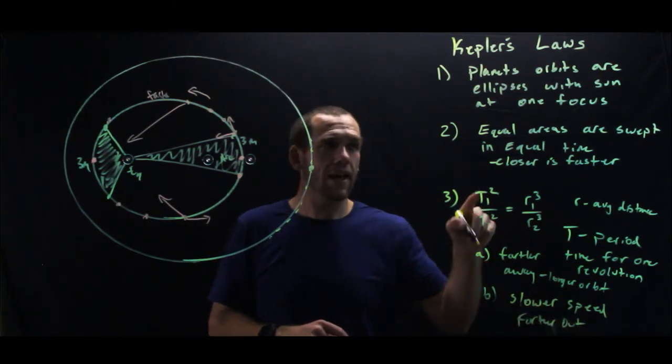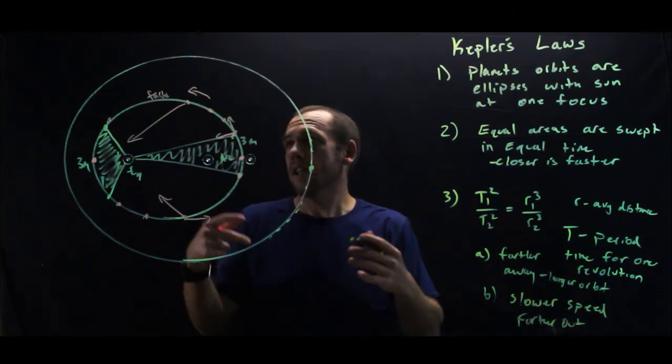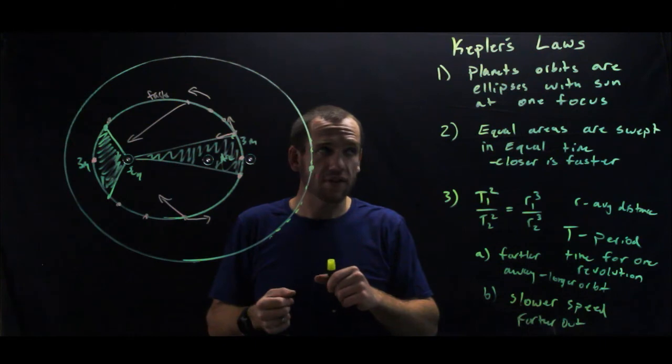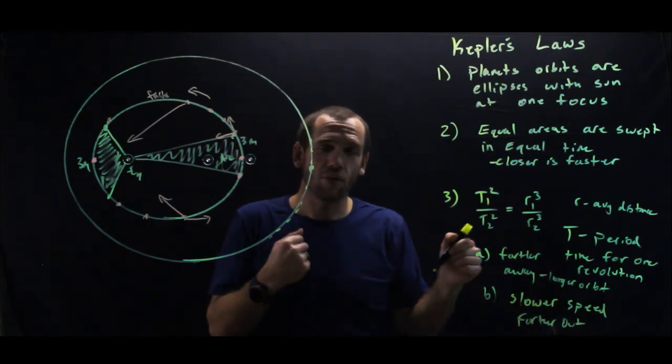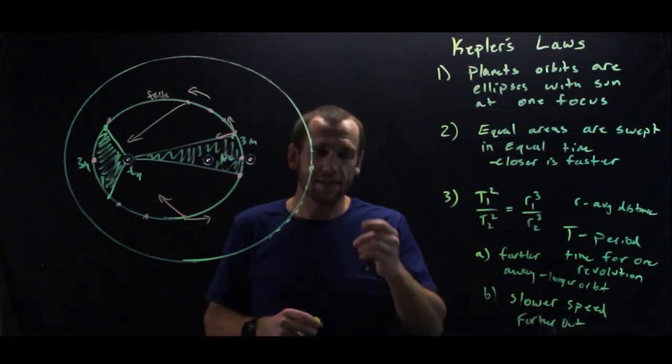And again, Kepler was able to come up with these three laws just by observation. He's like, this is what it shows when we look at the data of the planets moving around the sun. But he did not know why. It actually took Newton's law of gravity to explain why these things were occurring.